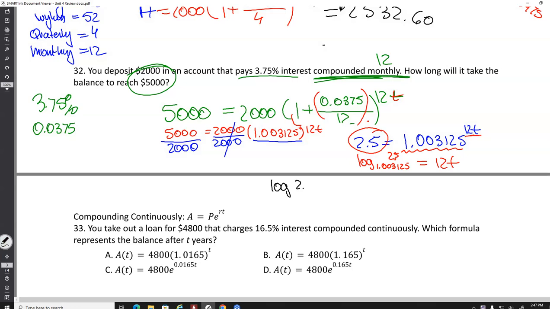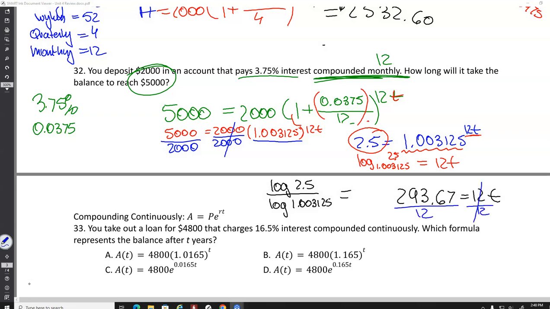Now you can take this log and put it in a calculator. I can do log 2.5 divided by log of base 1.003125. What I'm going to get is 293.67 equals 12t. Now, of course, I have to divide both sides by 12. If I divide this by 12, my final answer is t equals, I would say, 25 years.